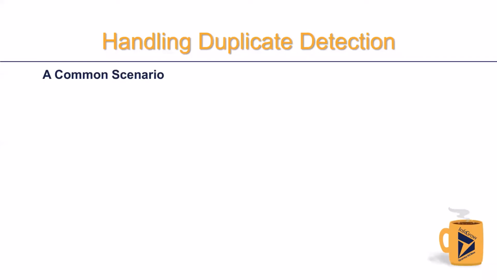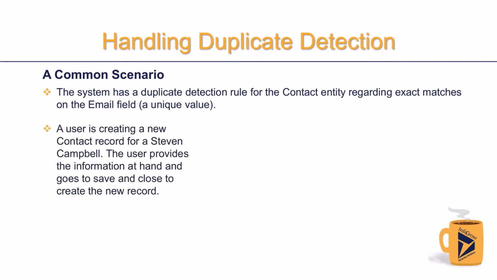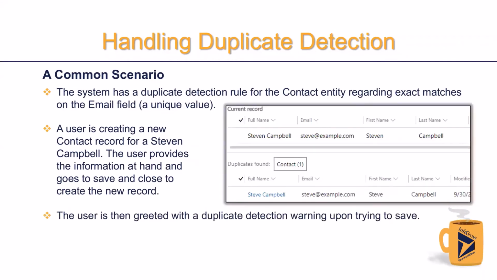Now that we have the settings and the rules and the jobs out of the way, let's talk about a common scenario where users encounter a detected duplicate. In this example, an organization's CRM has a duplicate detection rule on the contact entity. The rule regards exact matches on the email field for the entity. A user fills out the form to create a new contact record for Stephen Campbell. The user enters the first name, last name, and the email. The user goes to save and close and is greeted with a duplicate warning as shown on the screen.